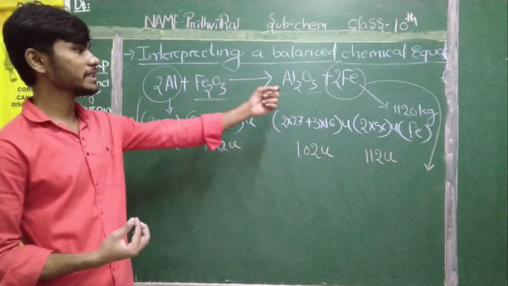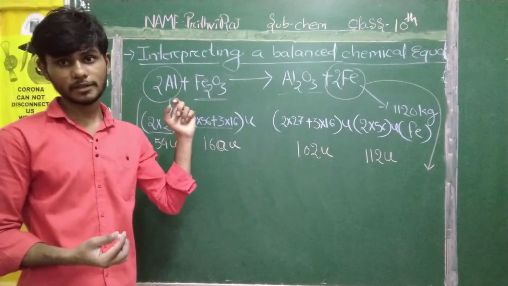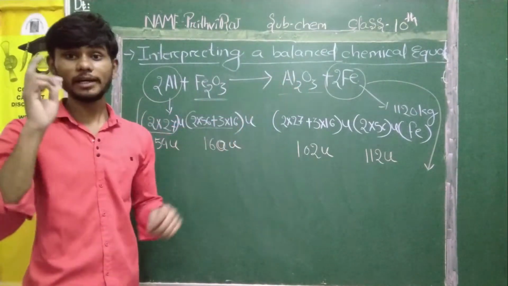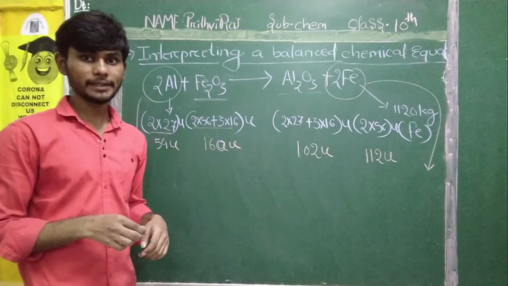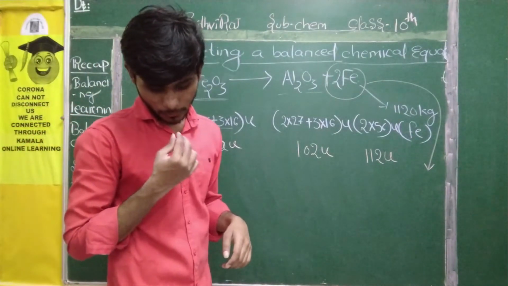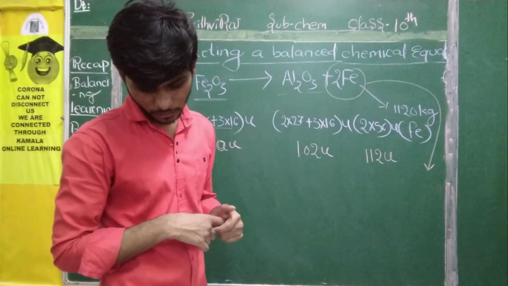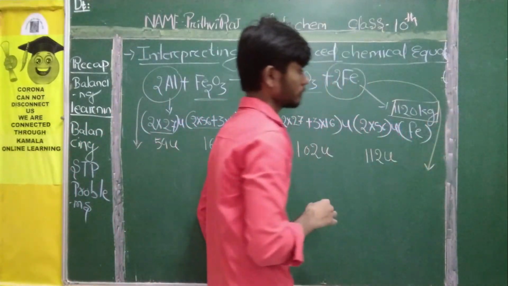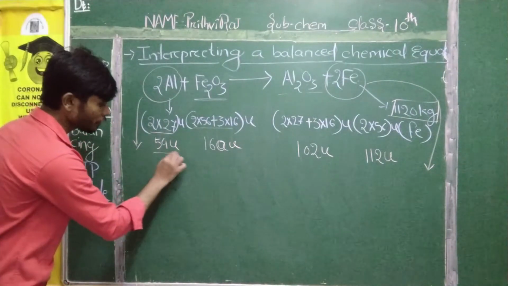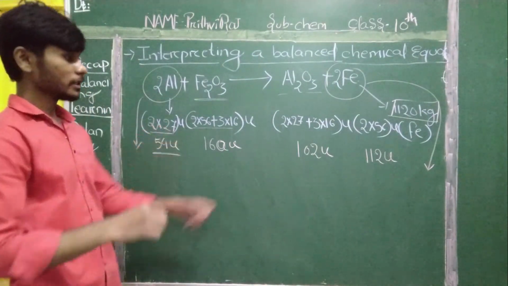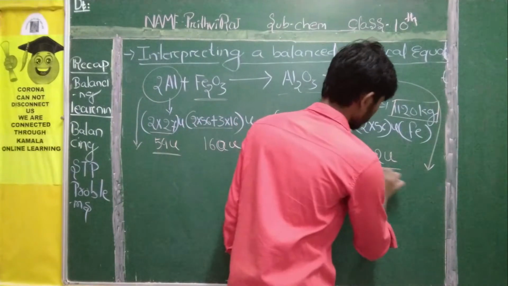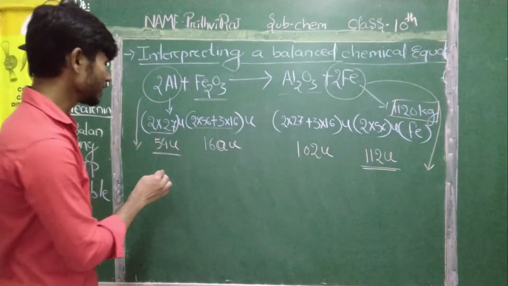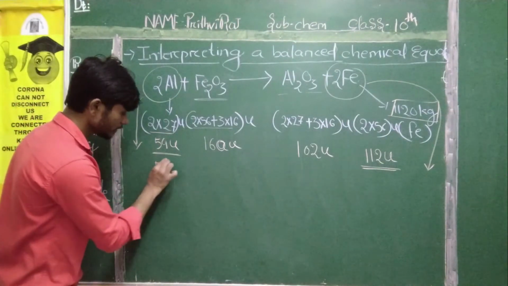We don't have to deal with these two. We need to deal with those two. How much aluminum is required to get 1120 kg? Right? 1120 kg, yes. Okay. When 54 U is involved, you are getting 112 U. Let us replace U with G.